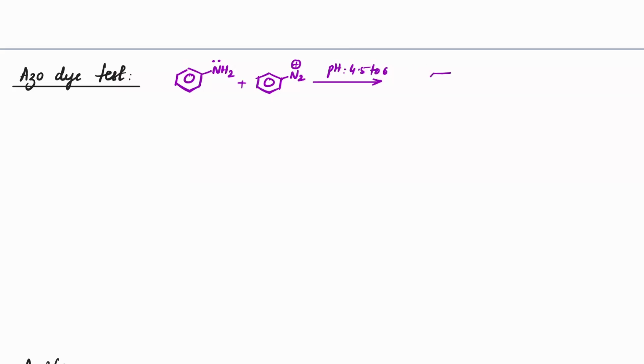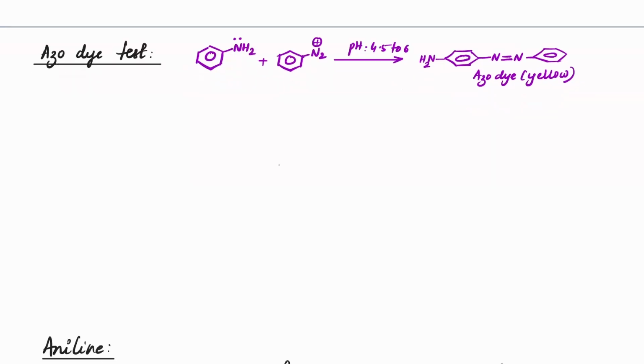you will get a coupled product, basically an azo product, where you'll have N double bond N with this benzene ring here. So this is an azo dye, and this azo dye is yellow in color. Correct.